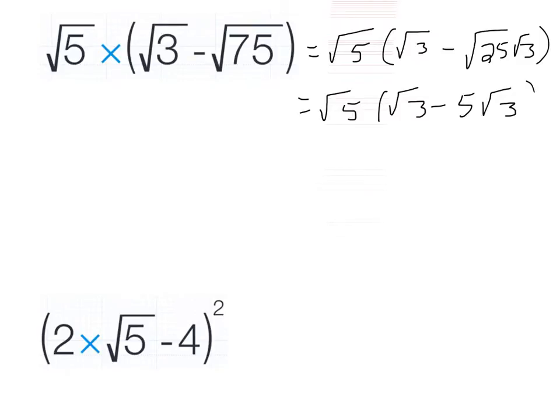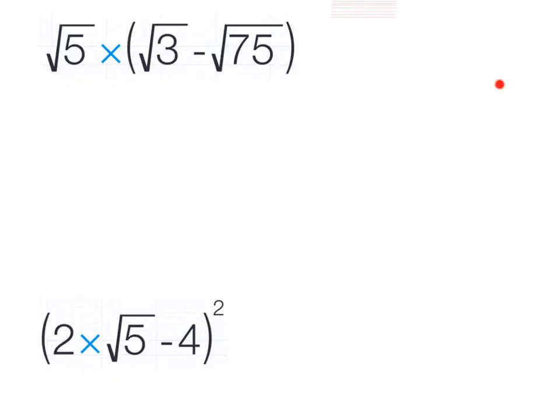Now, still working in the parentheses, what I've created is a situation where these two are like terms. These are radicals that can be combined. It's basically the same as saying, what's 1x minus 5x, and saying that that's negative 4x. That's going to be negative 4 square root 3.